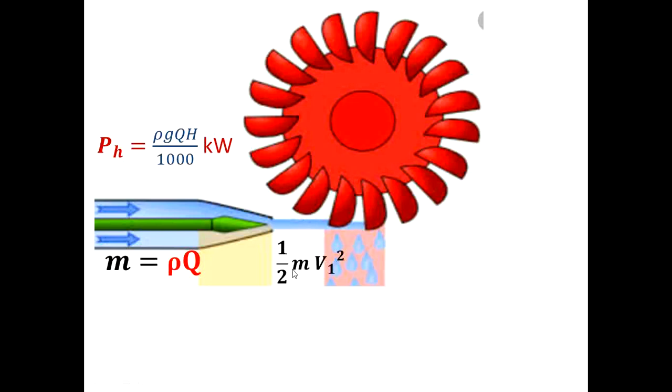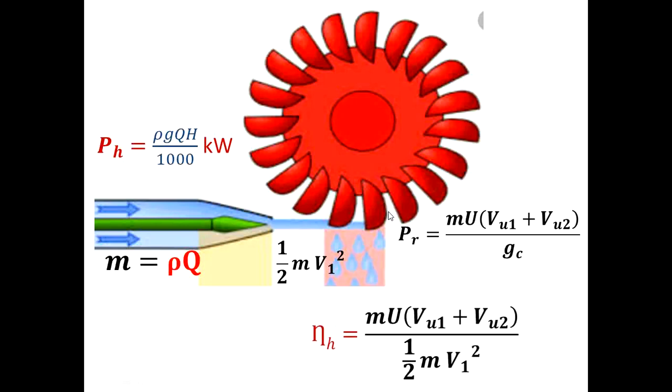Then half m v square is the kinetic energy which is given to the turbine. That is the impulse turbine: for your impulse turbine you are giving kinetic energy. The developed power in the rotor, P suffix rotor power, is equal to, for the mass flow rate, m into Vu1 into U. Why U, not U1 and U2? Because it has the same blade speed at inlet and exit. The blade speed will be the same at inlet and exit.